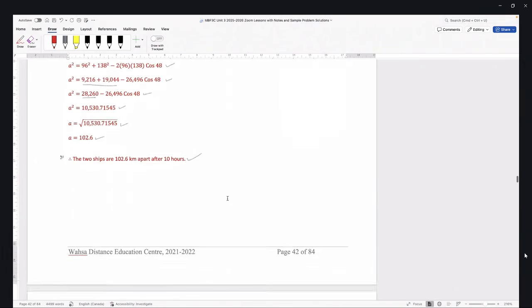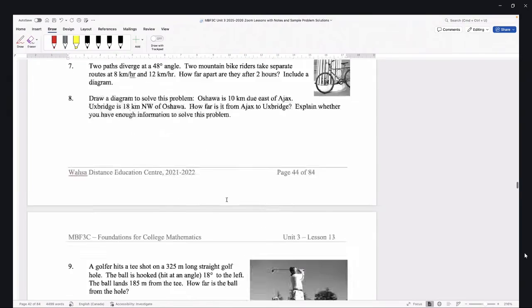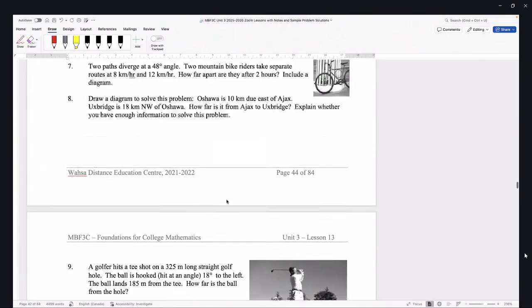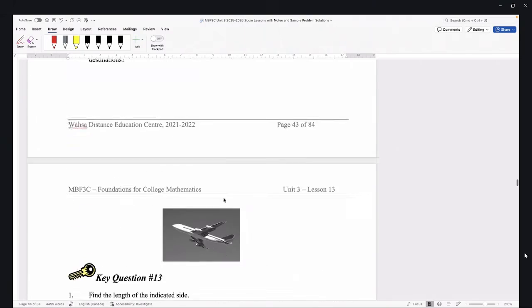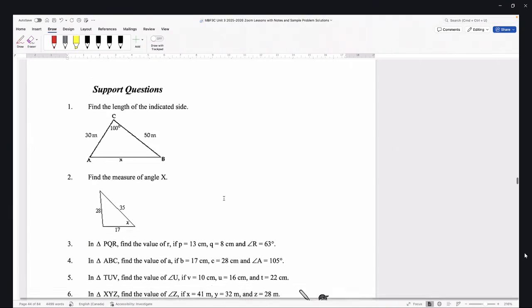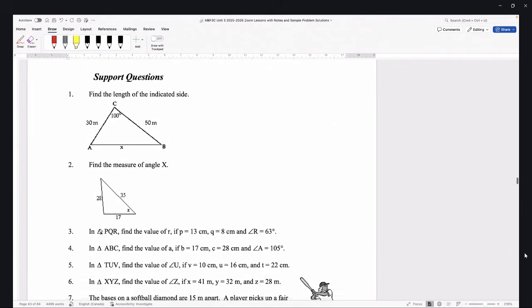So that's it for that particular lesson. Lesson number 14. Now you have enough information that, actually, before we move on, let's come back up to the support questions right here. I want to get you started on one of these. So these occur quite often.